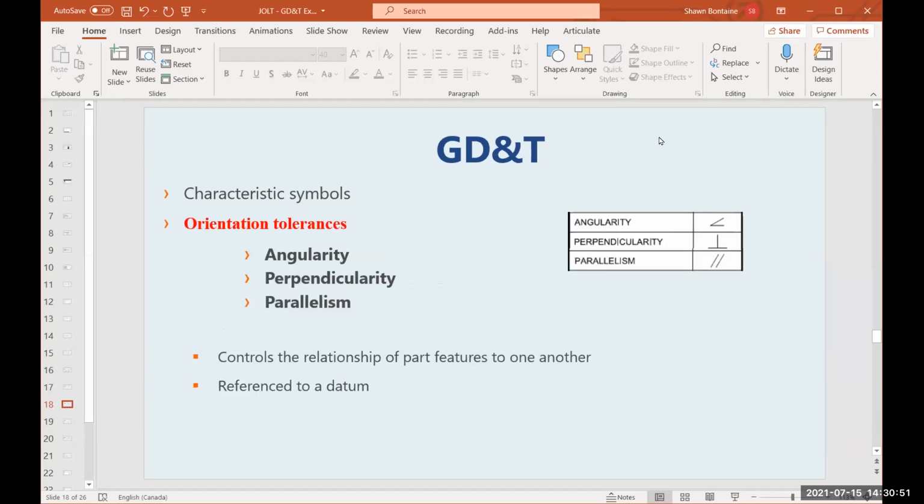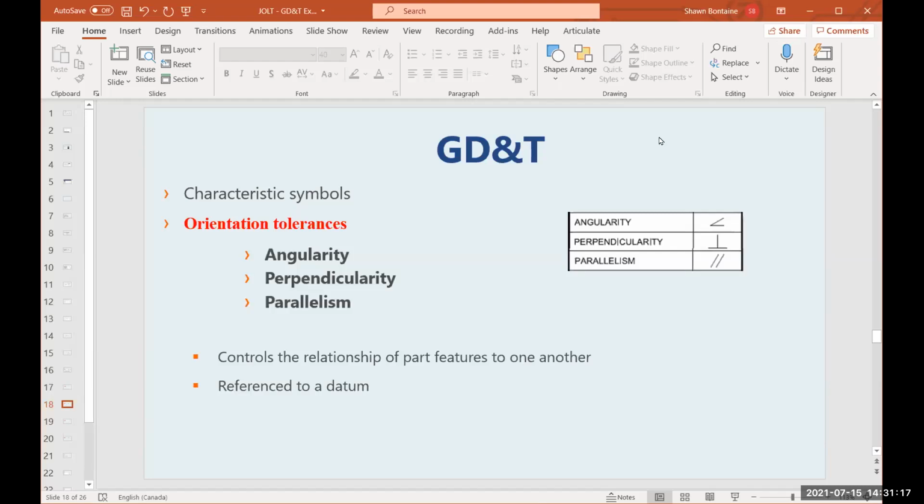Orientation tolerances consist of angularity, perpendicularity, and parallelism. They control the relationship of part features to one another, and again, they're referenced to a datum. So angularity, with our orientation tolerances, we're not so concerned about the location, but we're more concerned of the actual orientation. So we want to tighten up the orientation.